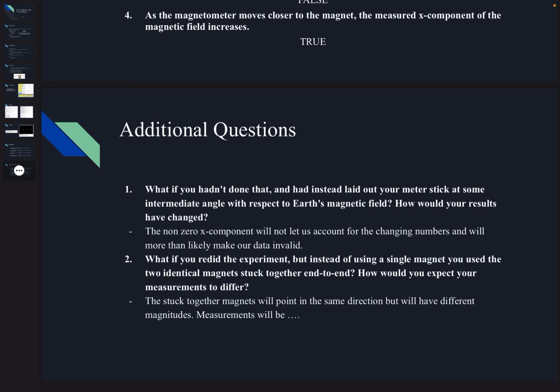What if you redid the experiment, but instead of using a single magnet, you used two identical magnets stuck together end to end? How would you expect your measurements to differ? The stuck together magnets will point in the same direction, but will have different magnitudes. Therefore, to reiterate, the directions would be the same, but the magnitudes would probably be different.